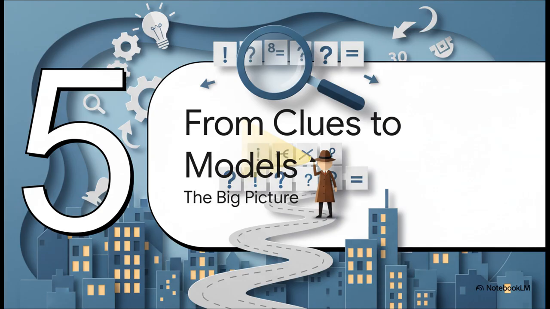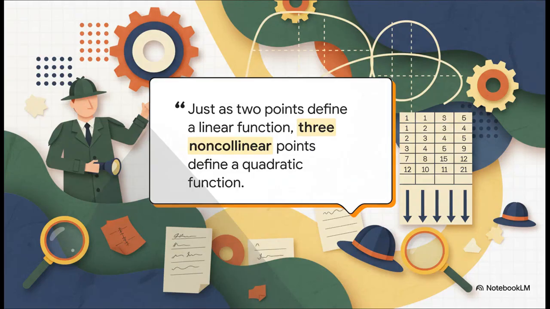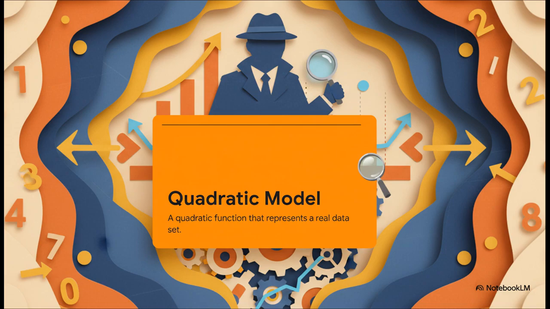So, okay, we've learned how to spot a quadratic pattern, but you might be wondering, so what? Why does this matter? Well, let's zoom out for a second and look at the big picture, because this detective work is the first step to something much bigger. You know how you only need 2 points to define a straight line? Well, it's kind of the same idea here. You only need 3 points, as long as they're not in a straight line, to define the one and only curve of a specific parabola. So identifying the type of pattern is the crucial first step before you can actually build the function that describes it. And that, my friends, is what we call a quadratic model.